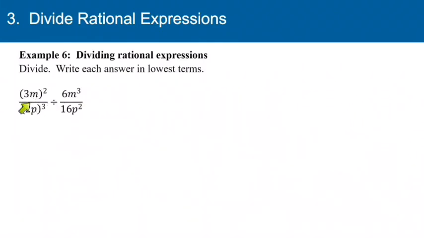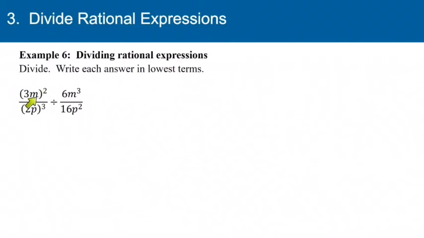All right, here's another example. So we have (3m)^2 over (2p)^3 divided by 6m^3 over 16p^2. These actually ought to be pretty easy for you because there's no factoring that you have to do first. So really all we have to do is get it in multiplication form, apply our power rule to get rid of these parentheses, and then just go.